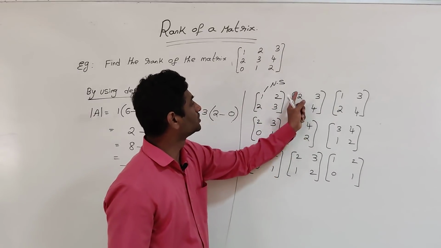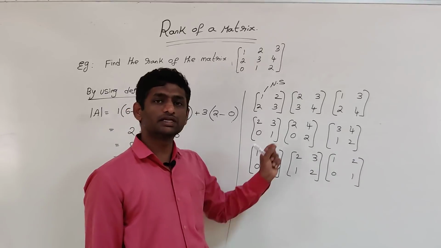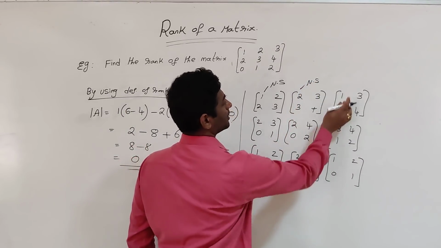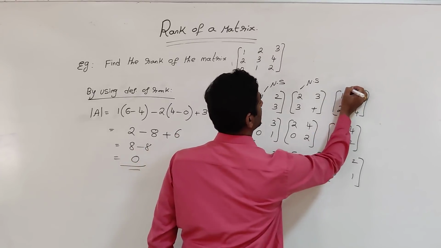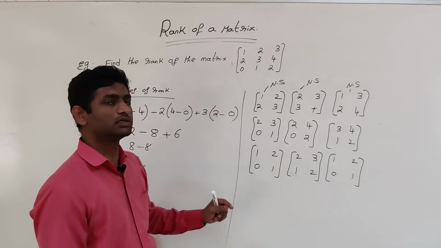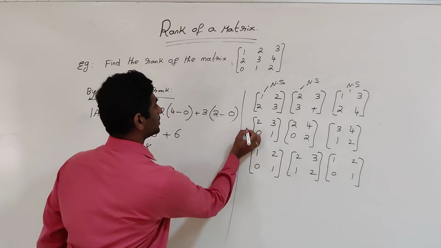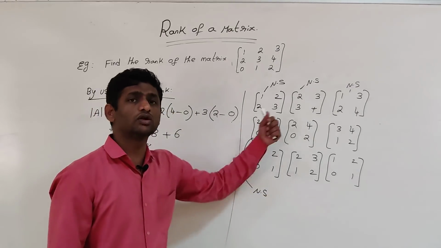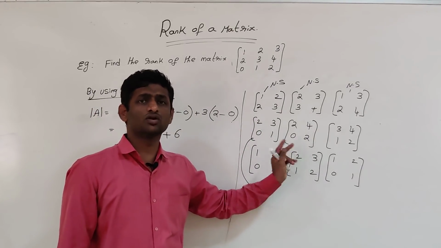The determinant of this, 8 minus 9, gives minus 1, which is also non-singular. Next, 4 minus 6, it is a non-singular matrix. 2, 3, 0, 1, so the determinant is 2. So non-singular. Like this we have to find out whether it is singular or non-singular.